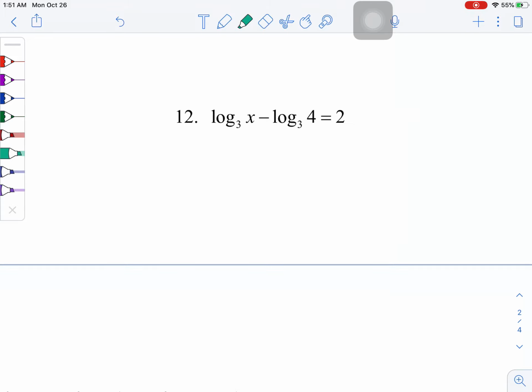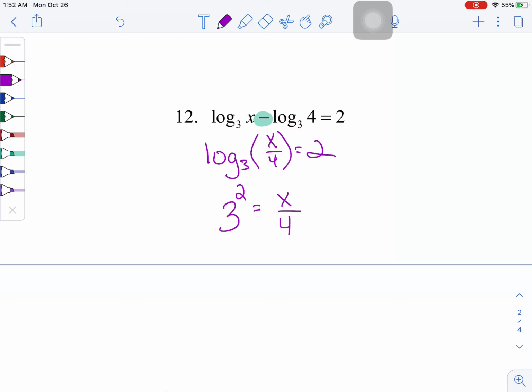Okay, again, we have two logarithms here. The difference is in this case, we are subtracting them. So when we go to combine the logarithms into a single log, it's going to be log base 3 of x over 4 is equal to 2. So now it's a single logarithm equal to some number. And I'm going to undo the logarithm into an exponential. So it's going to be 3 squared is equal to x over 4.